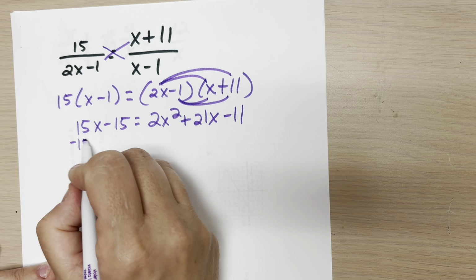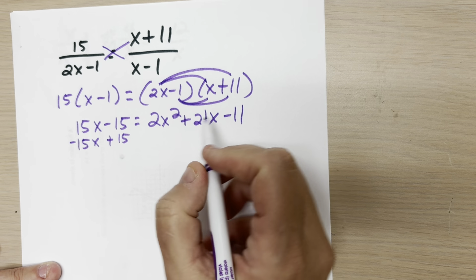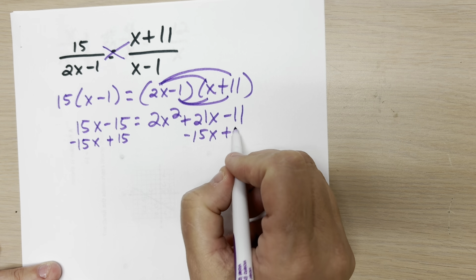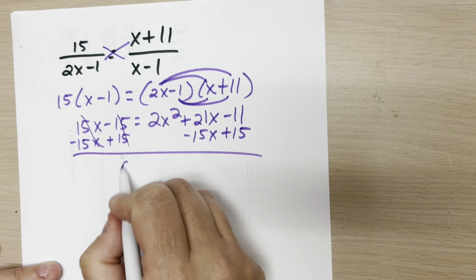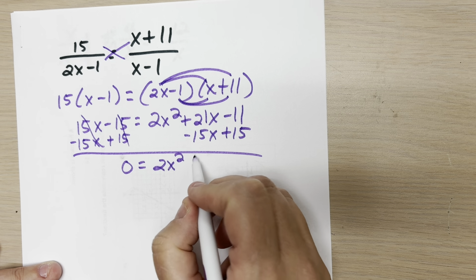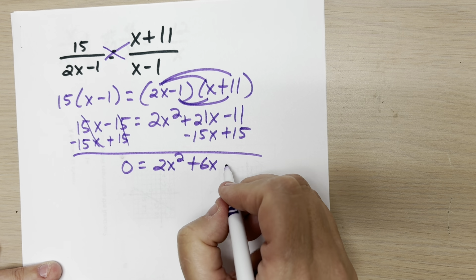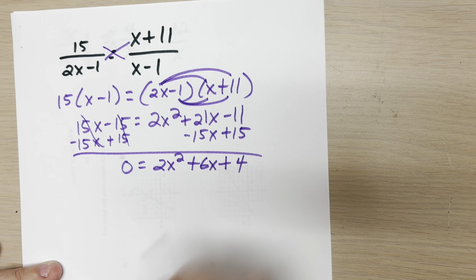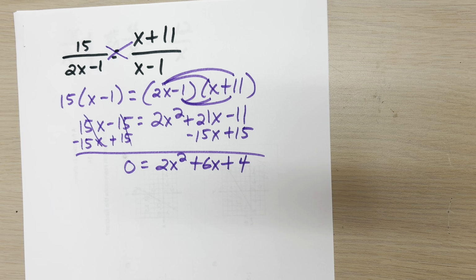Then we're going to go ahead and bring these terms over, changing the signs because I have to do that to move things. So I've got 2x squared plus 6x plus 4. Silly Mary. Okay.